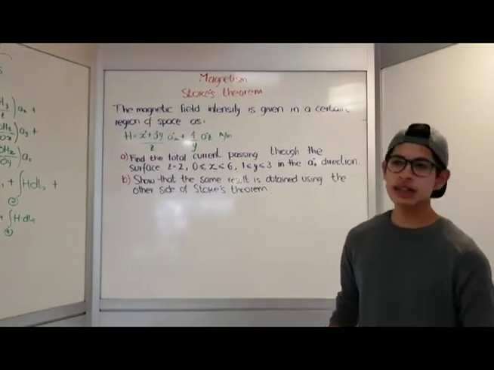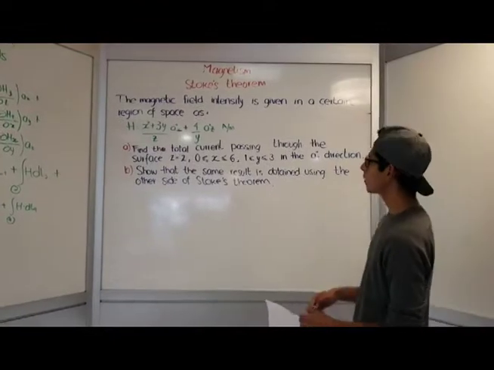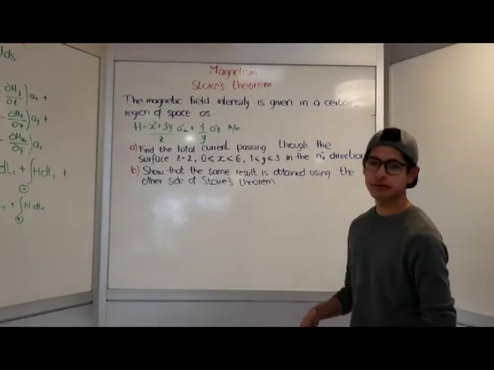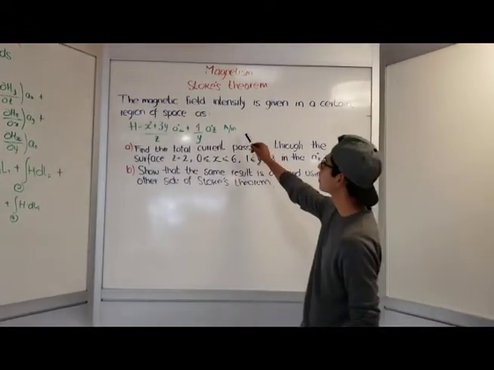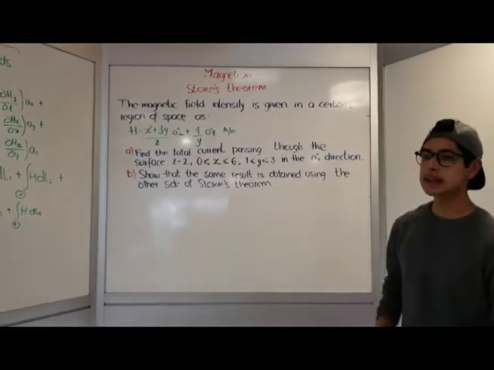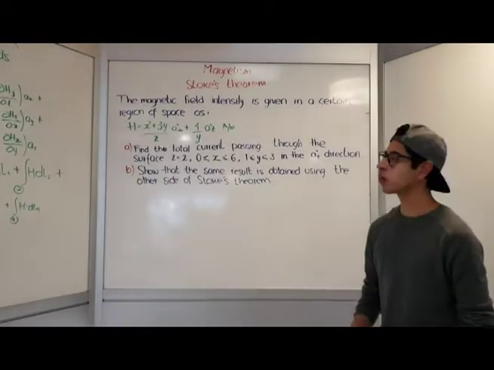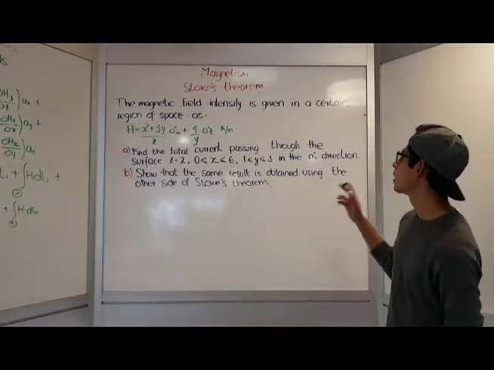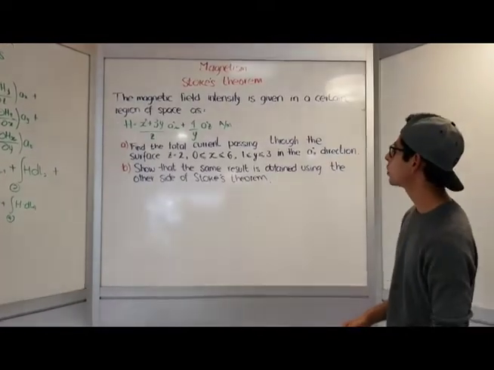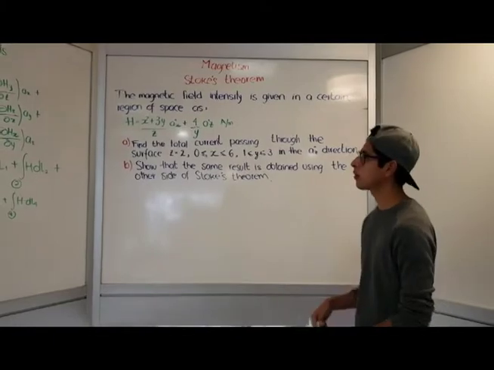Today we are going to make an exercise about Stokes' theorem in magnetism. The magnetic field intensity is given in a certain region of space, and this is the equation of the magnetic field intensity. We need to find the total current passing through the surface at z equal 2, and within these limits in x and y, in the az direction. And we need to show that the same result is obtained using the other side of Stokes' theorem.